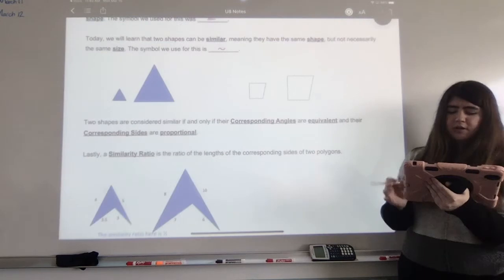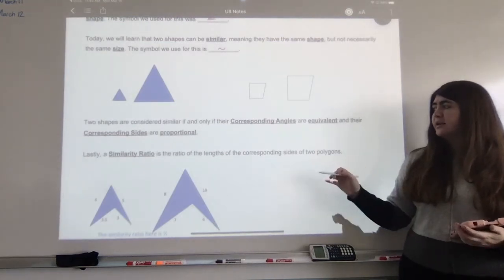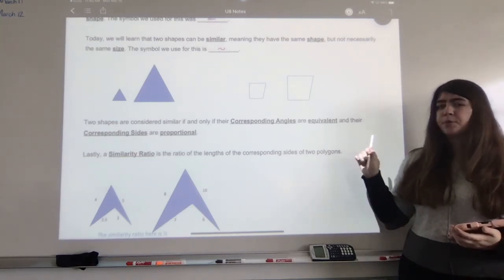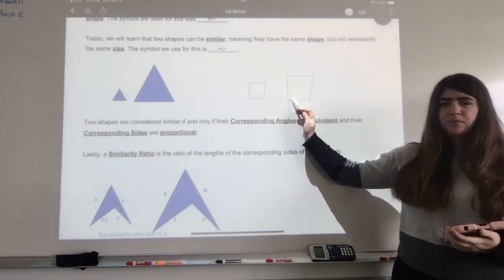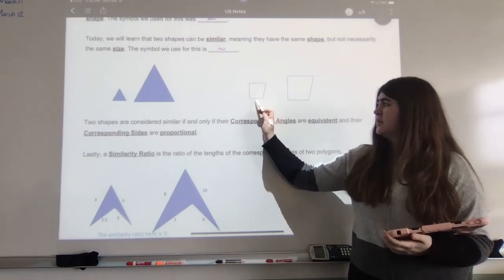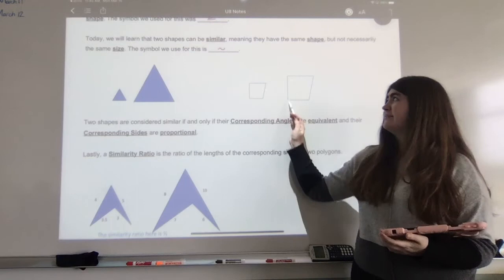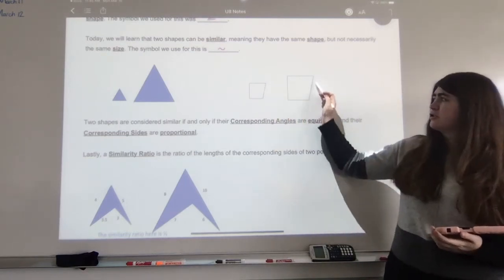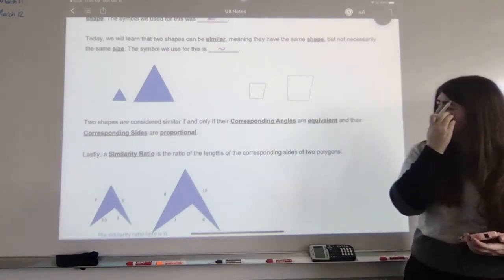So two shapes are considered similar if and only if their corresponding angles are equivalent and their corresponding sides are proportional. So angles have to be the same, and side lengths all have to be to scale. So if this side length is half the length of this side length, then this has to be half of this. Our right side has to be half of this larger right side, and the top side would have to be half of the top side of our corresponding shape.